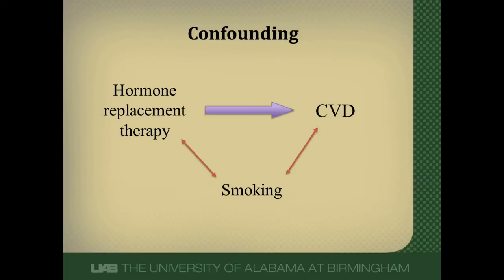The other component of it being a confounder is it has to be unequally distributed amongst hormone users and non-users. And when you look at studies, it tends to be that way. Hormone users tend to smoke less than women who don't. So smoking is a confounding factor.